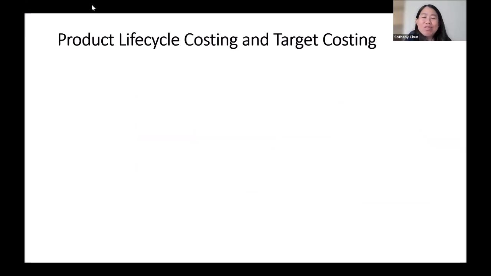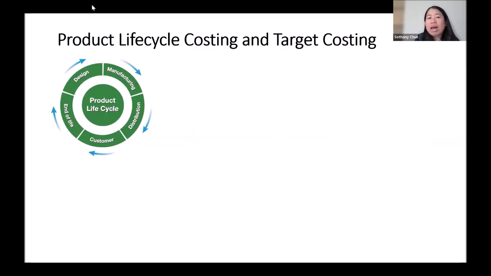The last one for my presentation is about product lifecycle costing and target costing. First of all, let us understand what these two are. Product lifecycle costing is the costing model that incorporates all costs involved in the production from the beginning until the end. It's the whole cycle of the product, starting from the design to the manufacturing, distribution, to customer distribution, and then end of life.